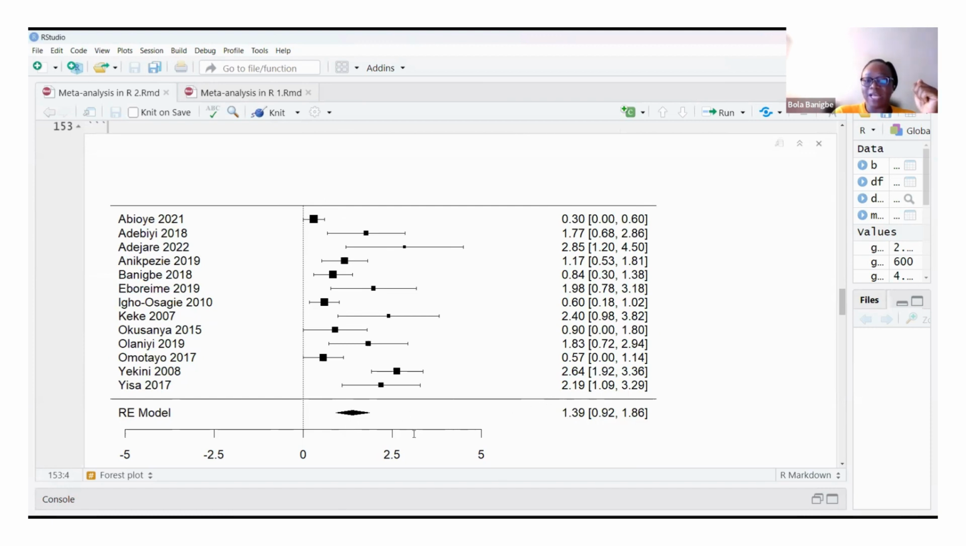And like Abraham said, our pooled estimate is 1.39. It is positive, suggesting that people who were exposed to the media campaign took more servings of fruits and vegetables than those who were not. And we can see the 95% confidence interval does not contain zero. So that means there's a significant difference. The mean difference is statistically significant.